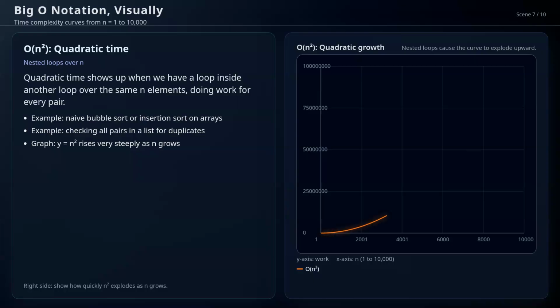Quadratic time, O of n squared, comes from a loop inside another loop, where you do work for every pair of elements. A naive sorting algorithm that repeatedly scans the array can be O of n squared. On our graph, the curve y equals n squared rises very quickly. Doubling n multiplies the work by about 4. Once n reaches even a few thousand, an O of n squared algorithm can become painfully slow compared to O of n or O of n log n.